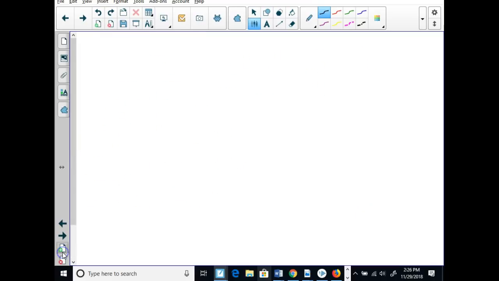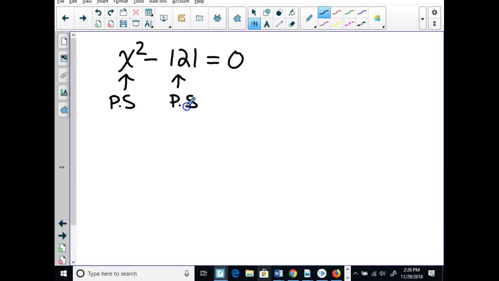Okay, a couple quick reminders. Don't forget about perfect squares. So if I have x squared minus 121 equals 0, I have a perfect square here and a perfect square here. So I can take the square roots of both.